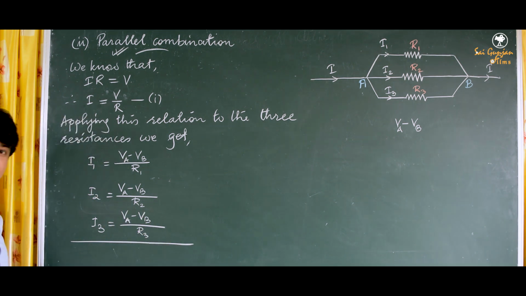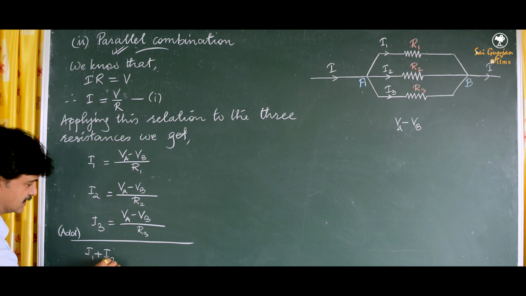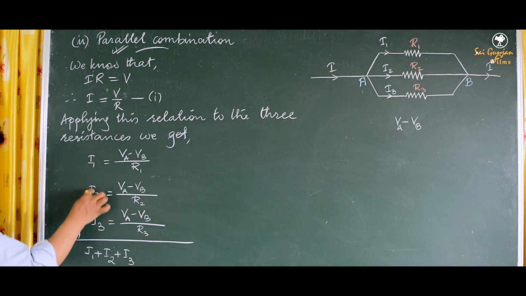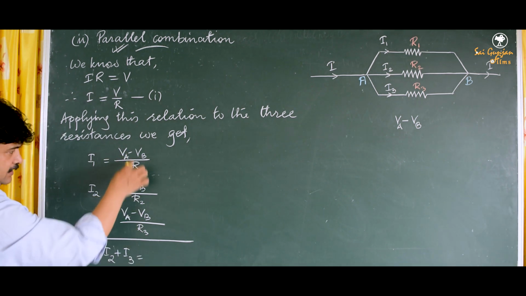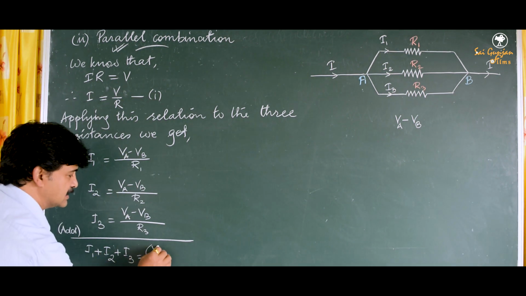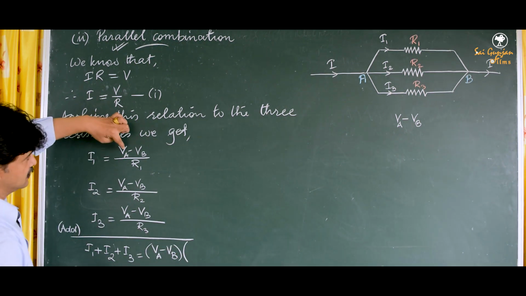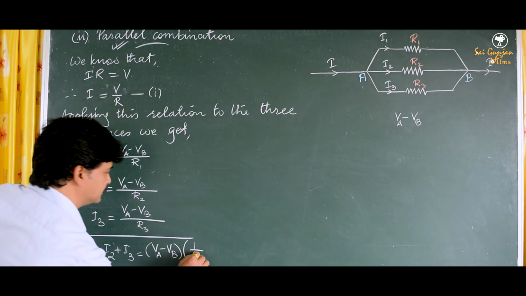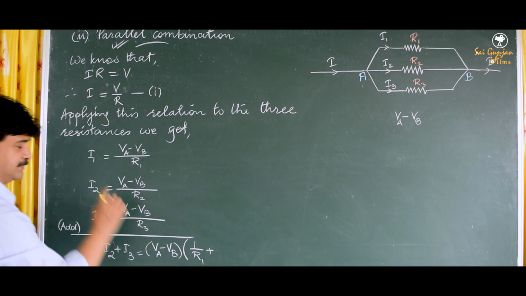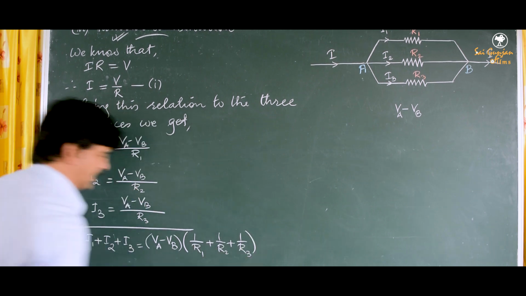So like in the previous case, we are going to add. So when we add all the three relations, we get I1 plus I2 plus I3 equal to, now we have to add these three. So here the numerator is common, isn't it? So I'm taking out the common just to simplify. So when this is taken out, you have only 1 left, isn't it? So 1 by R1. Similarly here, 1 by R2 and 1 by R3.